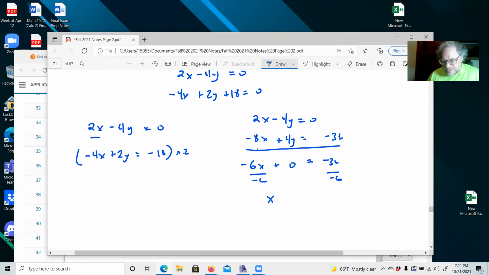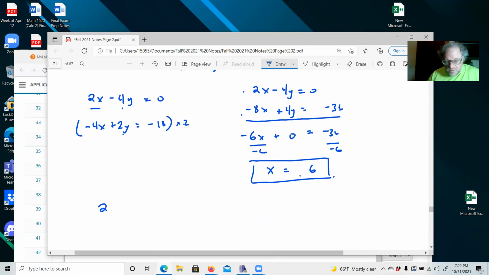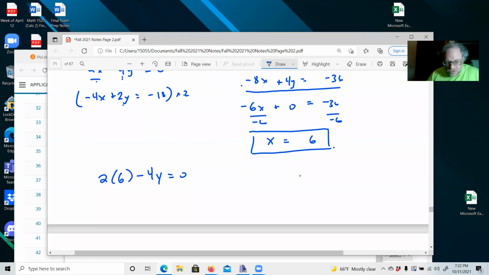We get x is equal to 6. Okay, once we have a solution, pick your favorite equation, any equation that we've done so far, and plug the 6 back in for x. So we have 2 times 6 minus 4 times y is equal to 0. See that? Okay, so we have 12 minus 4y equals 0.